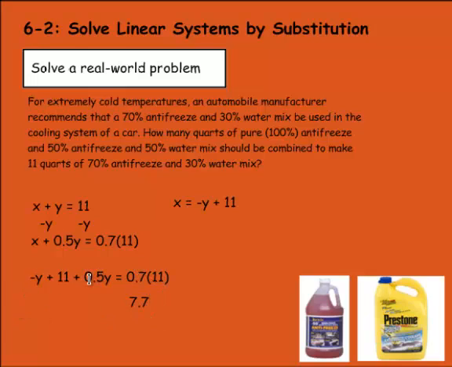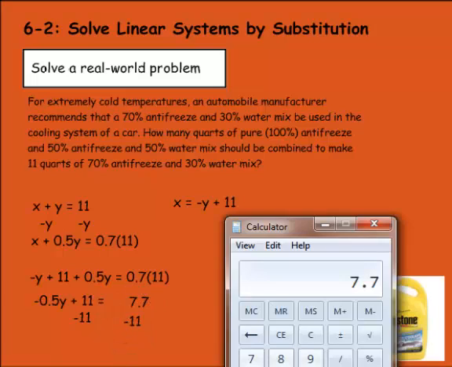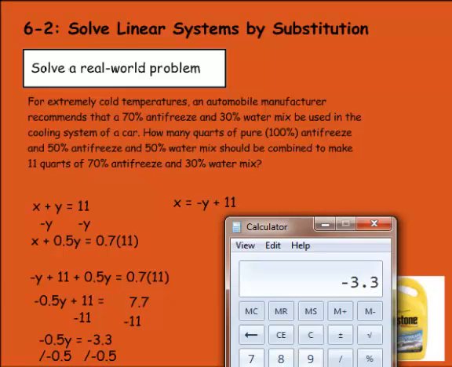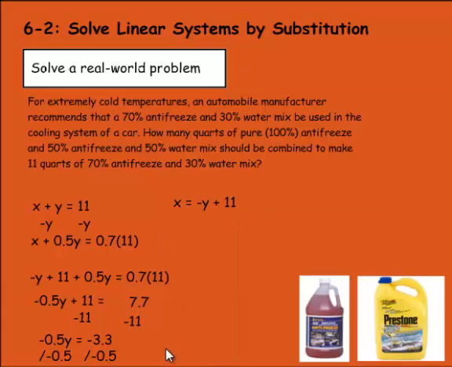Negative y plus 0.5y, that would give me negative 0.5y plus 11, and that equals 7.7. Subtract the 11 from both sides. 7.7 minus 11 would be negative 3.3. So we have negative 0.5y equals negative 3.3. Divide both sides by negative 0.5. So negative 3.3 divided by negative 0.5, negative divided by a negative, so 3.3 divided by 0.5, that's a positive 6.6. So we know that y needs to be a positive 6.6.